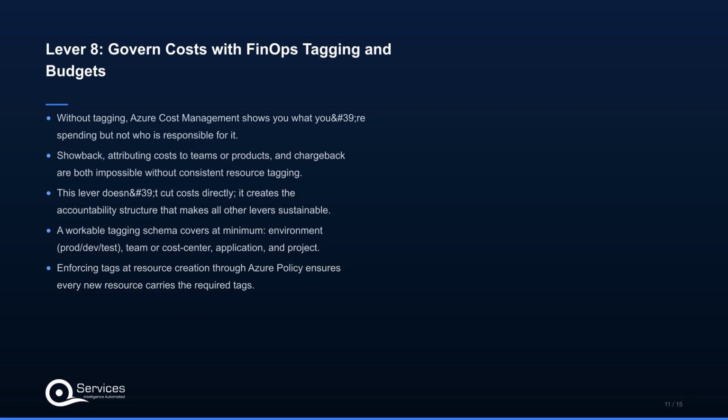Azure budgets send alerts when spend approaches a defined threshold. Set a budget at both the subscription level and the resource group level for critical workloads. Alert at 80% and 100% of the monthly target, with action groups that notify the responsible team lead via email or Teams.